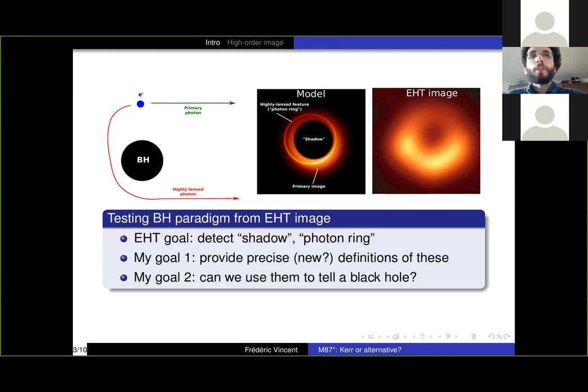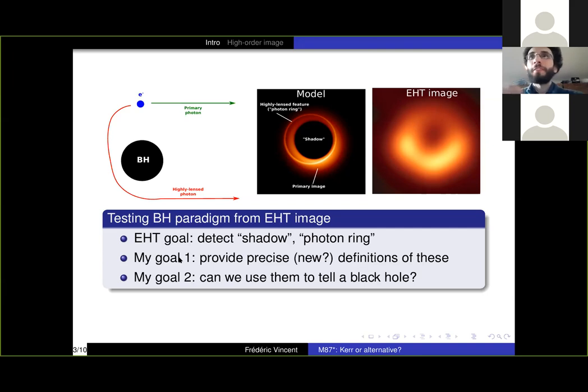All of you know that the goal of the Event Horizon Telescope is precisely to detect these two features, the central shadow due to the presence of the black hole and the surrounding so-called photon ring. So it's of course extremely important to understand in detail what these things are and how to define them properly. So in this talk, I hoped to have two goals, but actually I will only be able to cover the first, which is to try to provide a precise definition of this notion, the highly lensed feature. What is it exactly? And I think that the definition that I will propose is new.